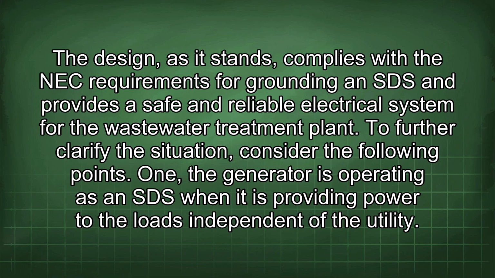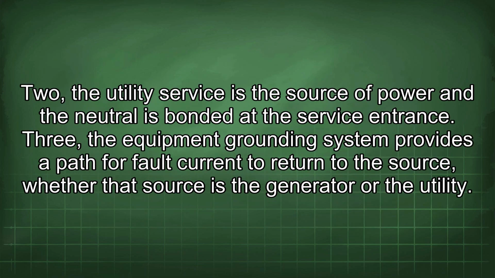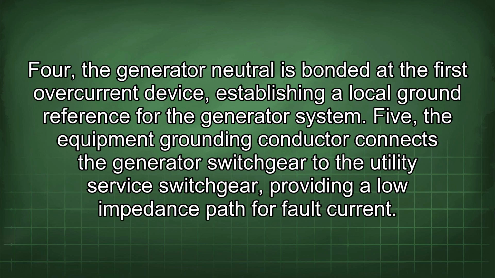1. The generator is operating as an SDS when it is providing power to the loads independent of the utility. 2. The utility service is the source of power and the neutral is bonded at the service entrance. 3. The equipment grounding system provides a path for fault current to return to the source, whether that source is the generator or the utility. 4. The generator neutral is bonded at the first overcurrent device, establishing a local ground reference for the generator system.